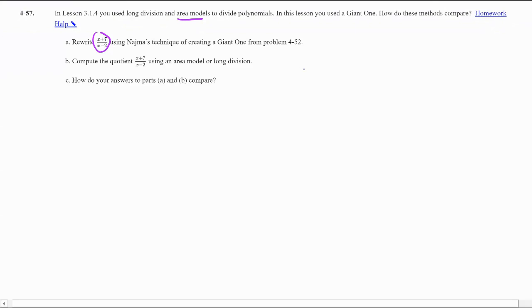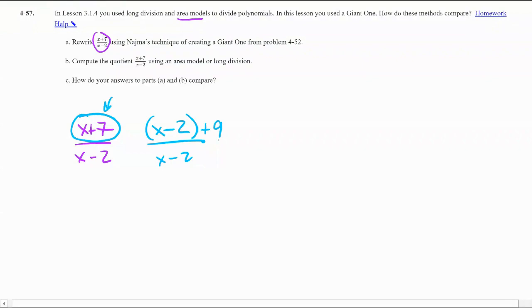The way I'm going to do that, let me just rewrite it here: x plus 7 over x minus 2. I want to change x plus 7 into x minus 2. So I'm going to have x minus 2, but then I need the top here still to be equal to x plus 7. So I'm going to also have plus 9 here, because I know negative 2 plus 9 would get me back to x plus 7 here. So I'm kind of just breaking this up to get what looks like the bottom here.